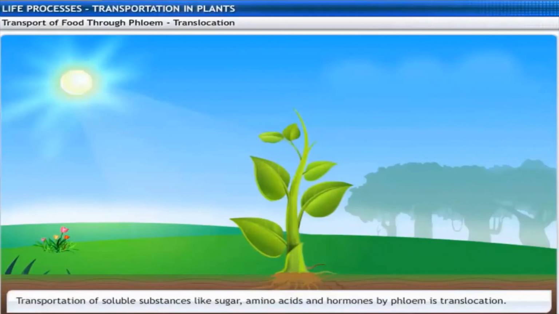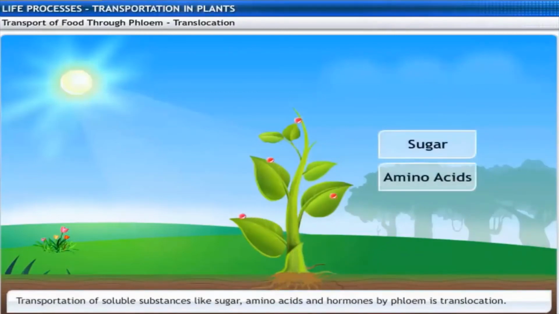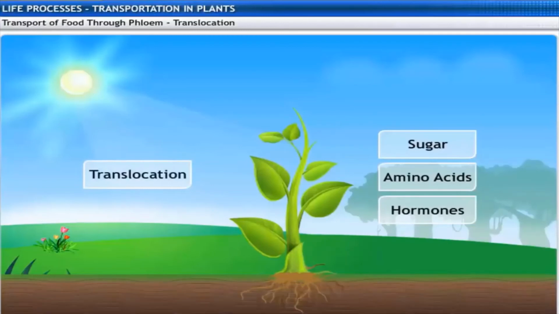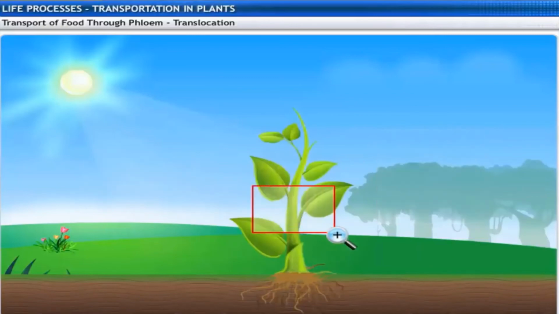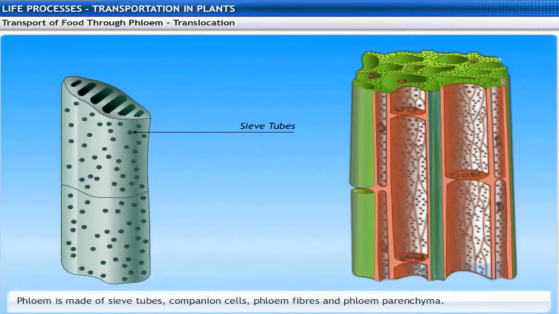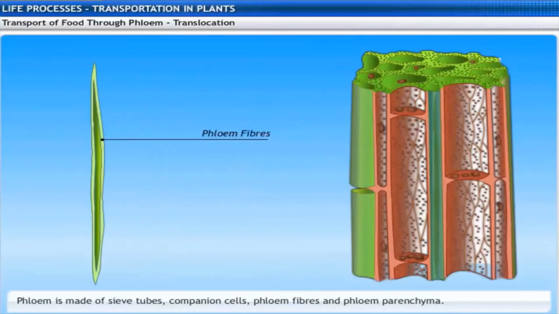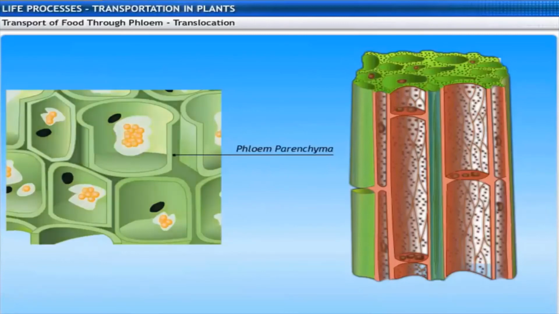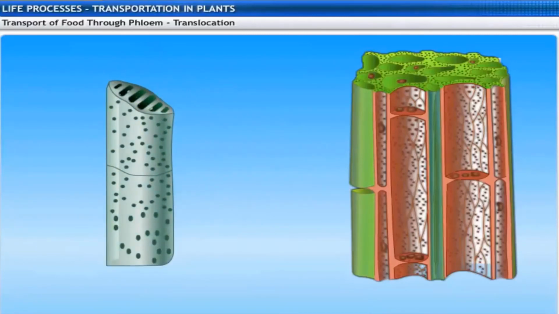Transportation of soluble substances like sugars, amino acids, and hormones by phloem tissue is called translocation. Sugar is translocated in the form of sucrose. Phloem is made of 4 types of cells: sieve tubes, companion cells, phloem fibers and phloem parenchyma. Translocation takes place in the sieve tubes with the help of adjacent companion cells.